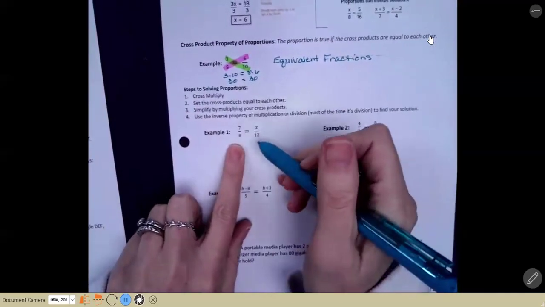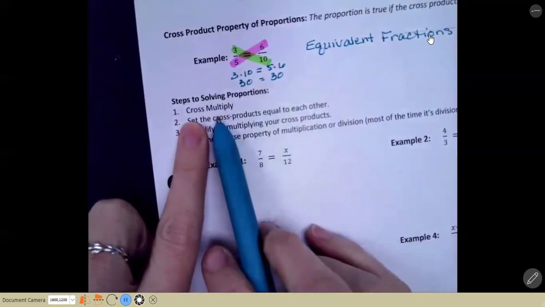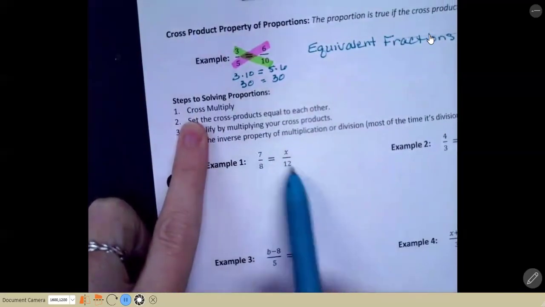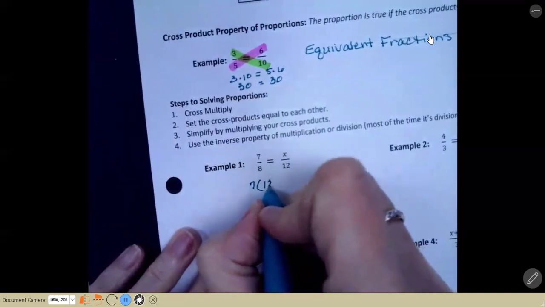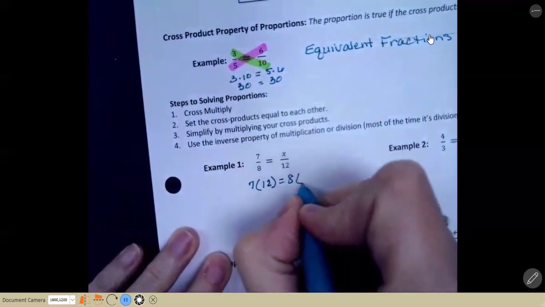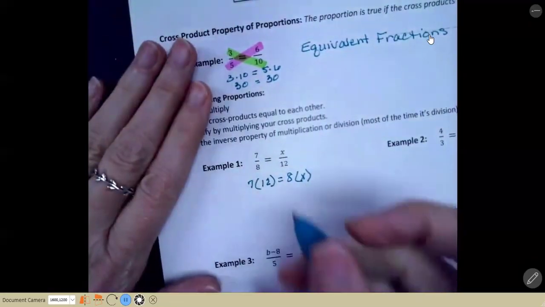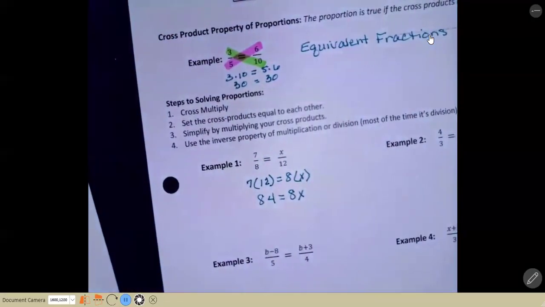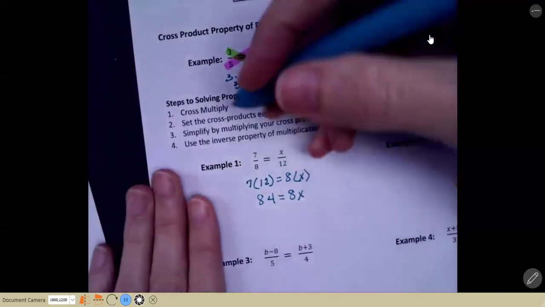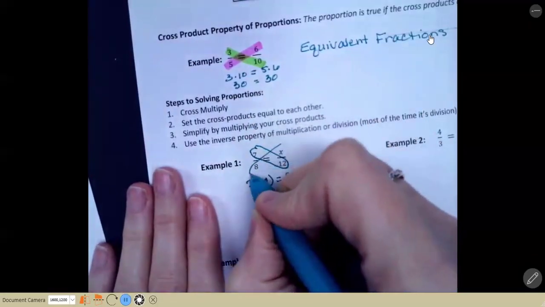So I want to know what x equals. Okay, I'm going to move this down just a little bit further. So what I'm going to do is cross multiply. I'm going to use the cross product property. So let's do that first. Our first one is 7 times 12 equals 8 times x. Now you could skip this step and just write 84 equals 8x. Okay? You're multiplying the 12 and the 7, and then you're multiplying the 8 and the x.